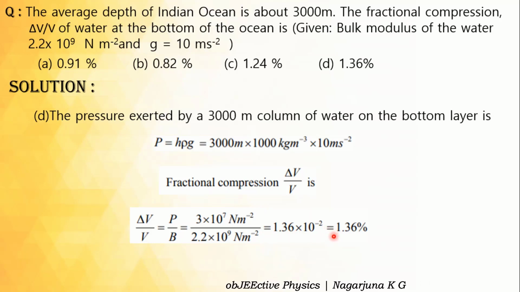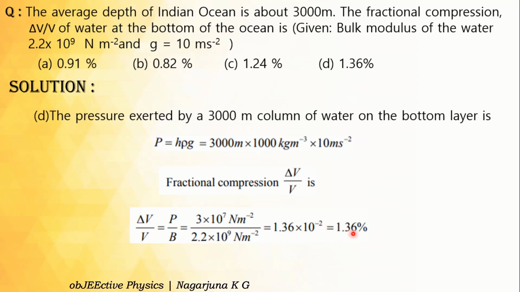If we want to write this value in terms of percentage, we should multiply both sides with 100. That is delta V by V into 100 is equal to 1.36 into 10 power minus 2 into 100, that is equal to 1.36%, so option D is the right option. Next question.